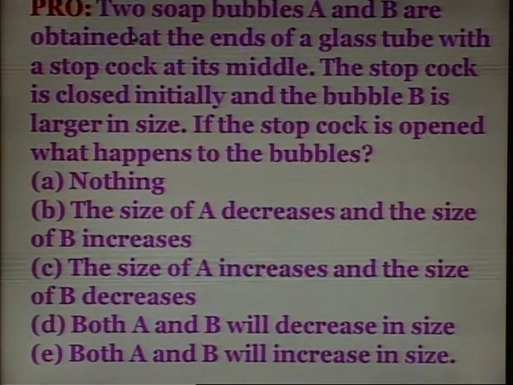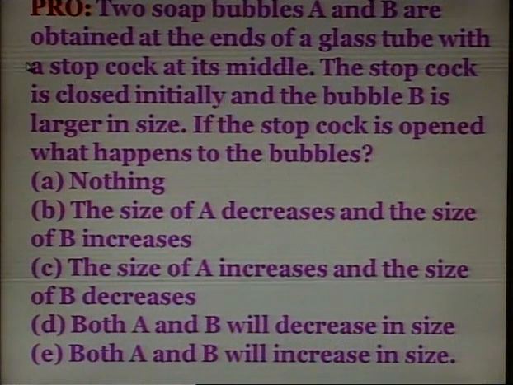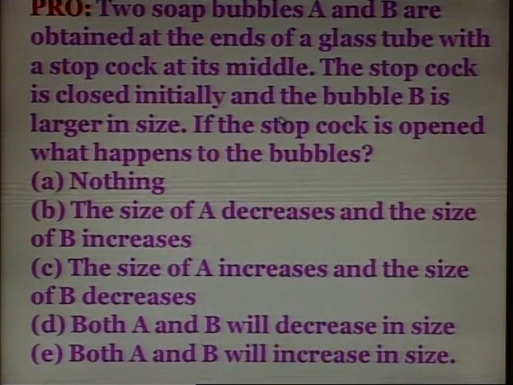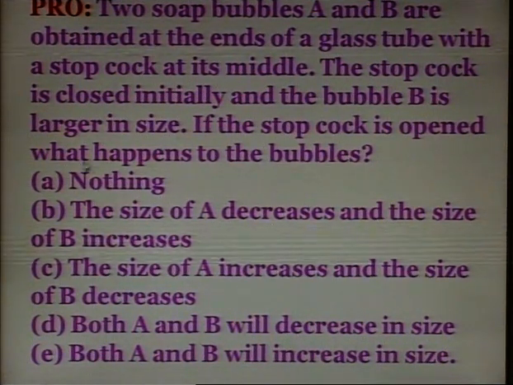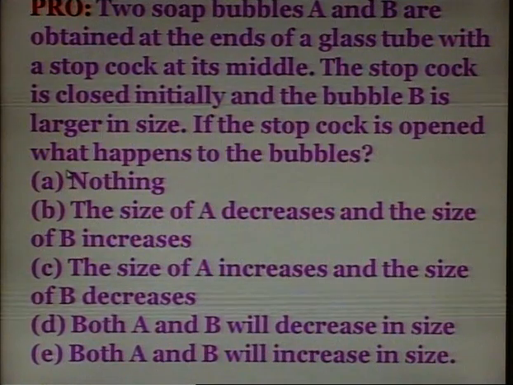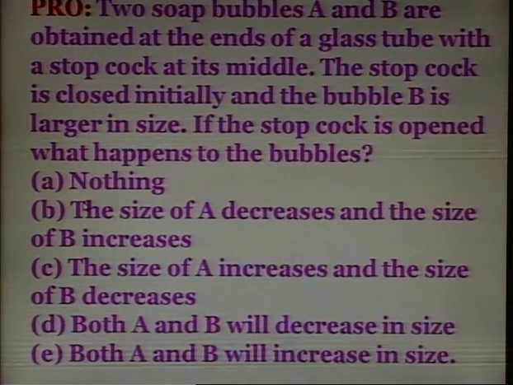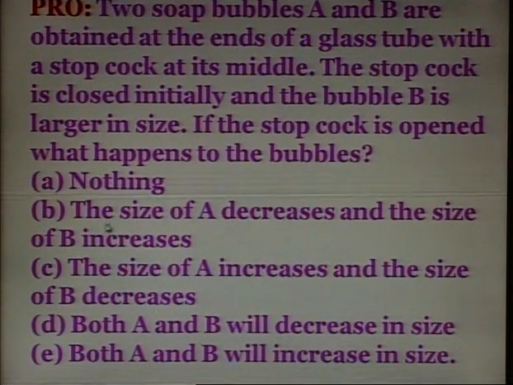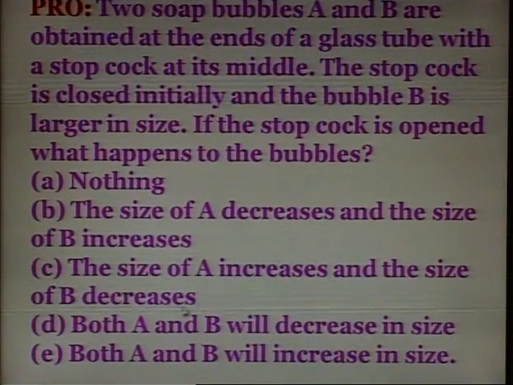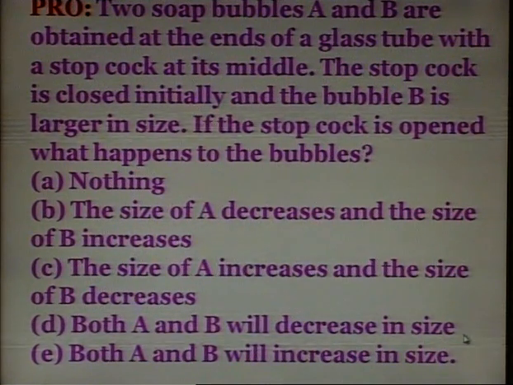Now the next problem is, two soap bubbles A and B are obtained at the ends of a glass tube with a stopcock at its middle. The stopcock is closed initially and bubble B is larger in size. If the stopcock is opened, what happens to the bubbles? Option 1, nothing will happen. Option 2, the size of A decreases and the size of B increases. Option C, the size of A increases and size of B decreases. Option D, both A and B will decrease in size. Option E, both A and B will increase in size.